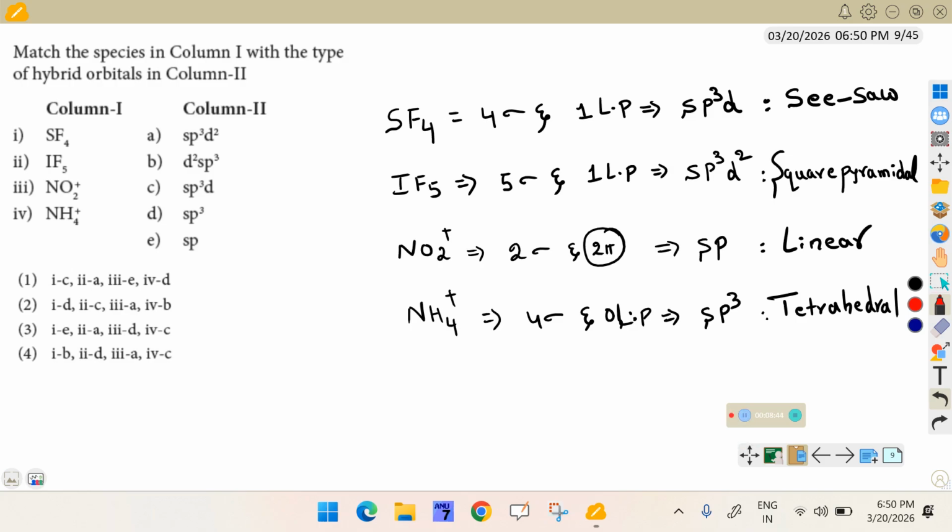Match the species in column 1 with the type of hybrid orbitals in column 2. SF4 molecule, the hybridization of SF4 molecule is sp3d. IF5 molecule hybridization is sp3d2. 1C 2A, only one option is present. NO2 plus hybridization is sp. NH4 plus hybridization is sp3.